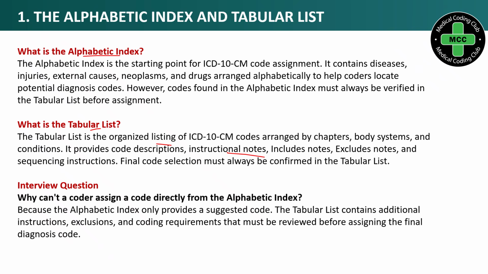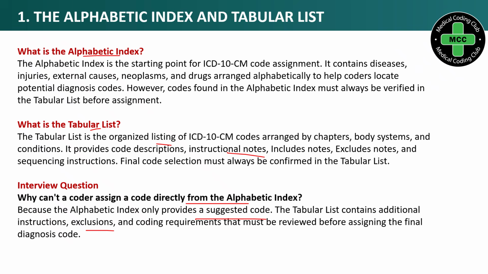There could be an interview question: why can't a coder assign a code directly from the alphabetic index? You should be able to tell them that the alphabetic index only provides the suggested code and the tabular list contains additional instructions like exclusions, like Excludes1 and Excludes2 notes, and other requirements. So it should be reviewed under the tabular list only to finalize our diagnosis code.